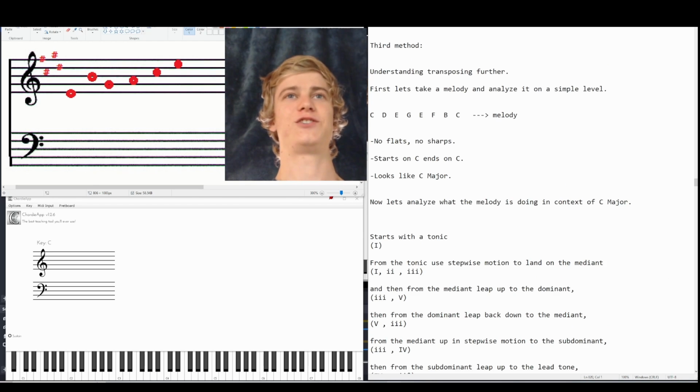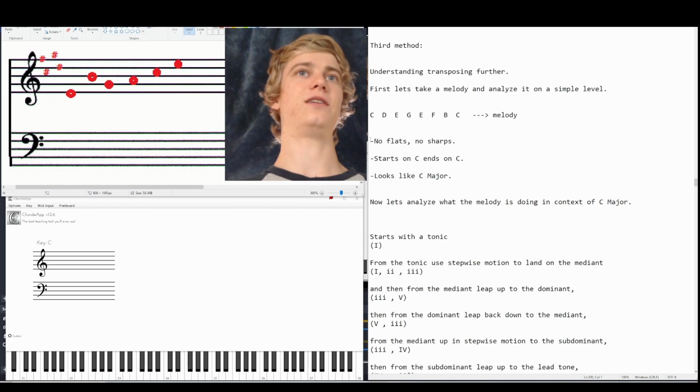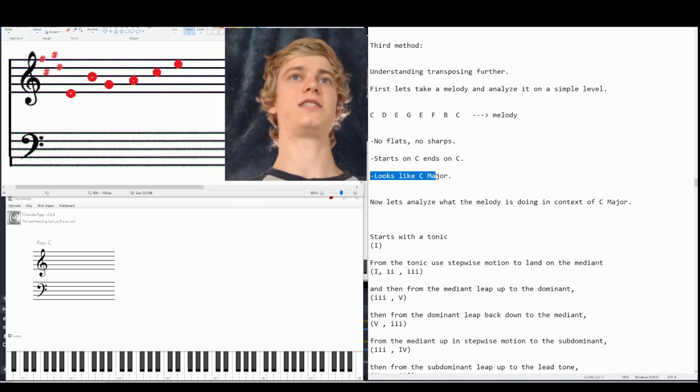Okay, this brings us to the third method, which is understanding transposition further. Let's take this melody and analyze it on a simple level first. So we have C, D, E, G, E, F, B, and C. That is our melody. As we can see, it has no flats, it has no sharps. It starts on C and it ends on C. To me, it looks like C major.